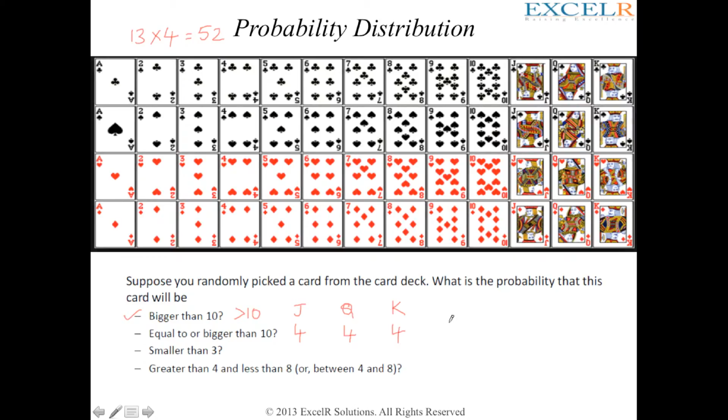How do we calculate the probability? The probability of a card being bigger than 10 is equal to the total possible events, which is 4 plus 4 plus 4. It can be one of these J cards, one of these Q cards, or one of these K cards. So the summation would be 12 out of the total number of cards, which is 52.